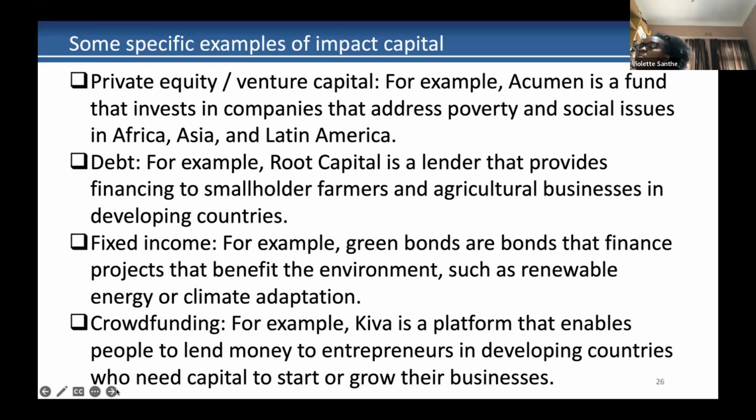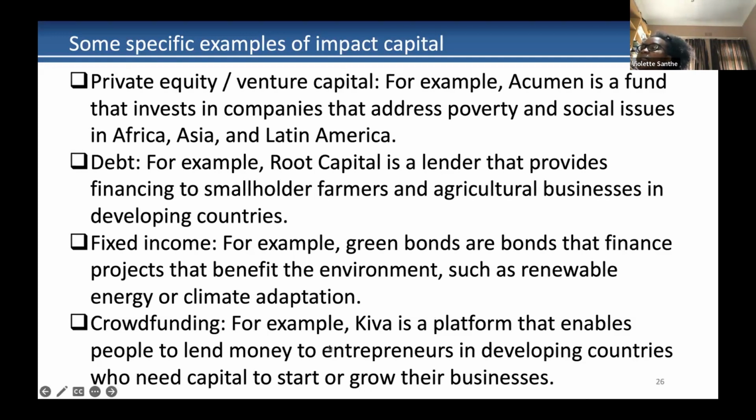Another example of impact capital is debt. So these are loans or bonds that provide capital to borrowers who have a social or environmental mission. For example, Root Capital is a lender that provides financing to smallholder farmers and agricultural businesses in developing countries. The other type of impact capital is fixed income. So these are securities that pay a fixed interest rate and have a social or environmental purpose. For example, green bonds are bonds that finance projects that benefit the environment, such as renewable energy or climate adaptation.